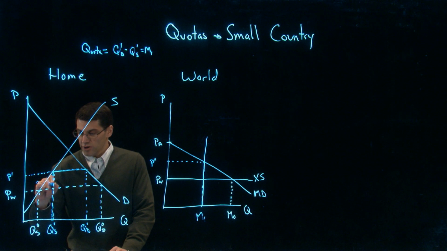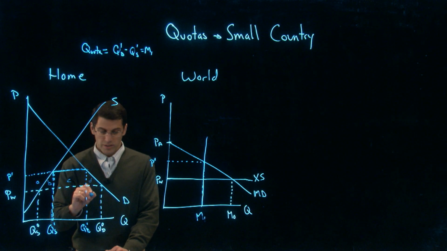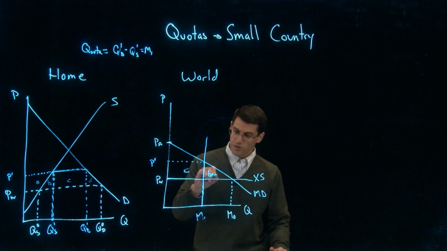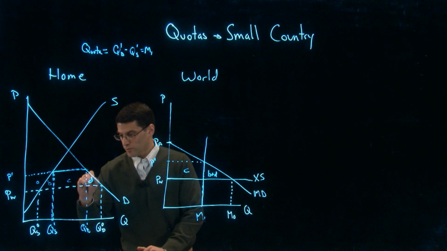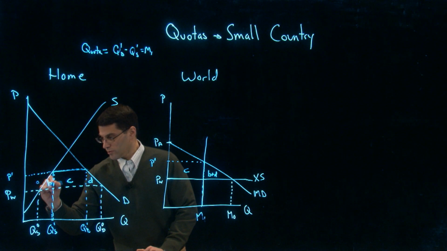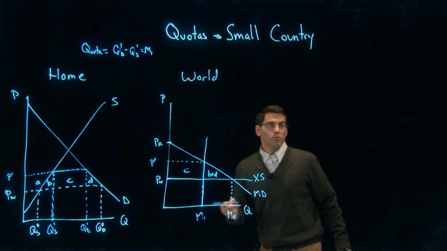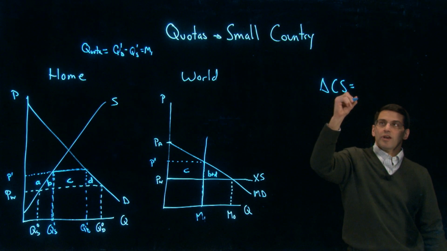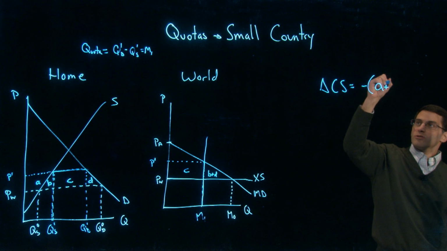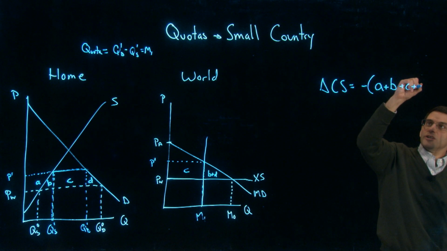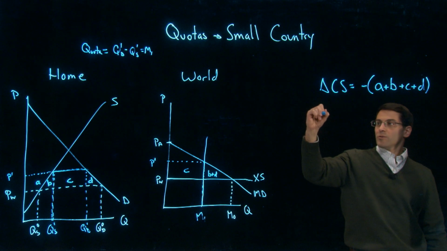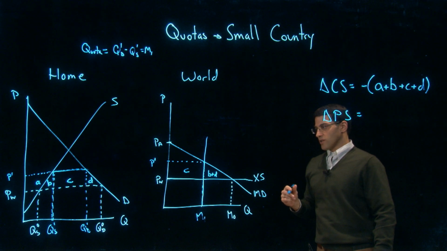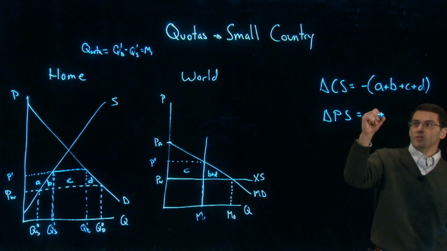So again, go ahead and label our areas A, B, C, and D. And again, recognize that this is also C. And this triangle here again is B and D. Okay. So we're looking at changes in surplus. Again, change in consumer surplus. As before, consumers lose, and they're losing A, B, C, and D. Our producers are gaining A once again.